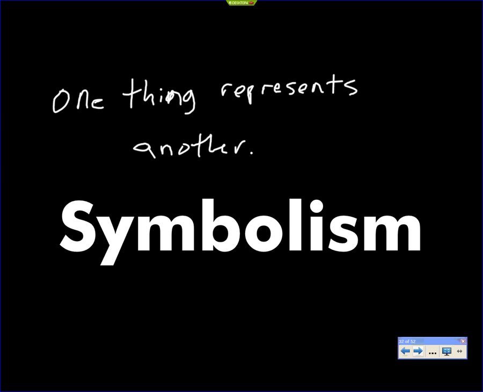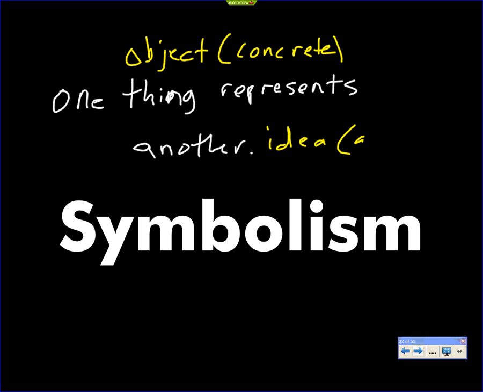If I say, hey, this monkey represents industrialization, I'm like, what? How did you get that? No, it doesn't. So they've got to be linked in some way. Miriam? Yes. So she says object and idea. I'll go back to our original dichotomy and say concrete represents abstract. There you go. The definition must be clear.